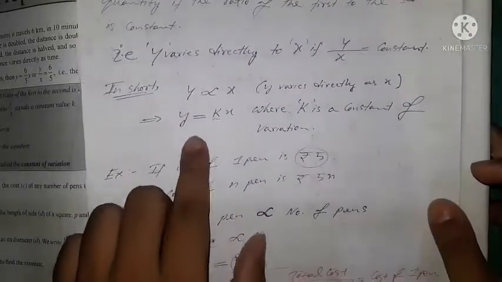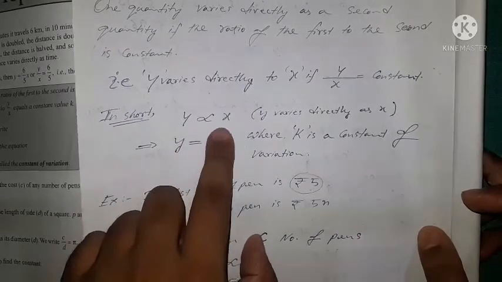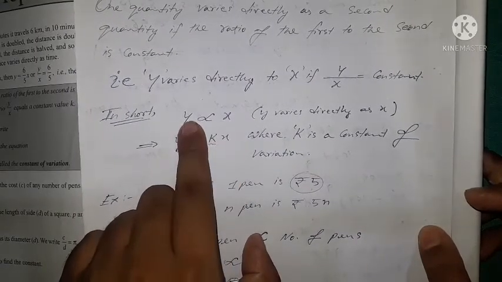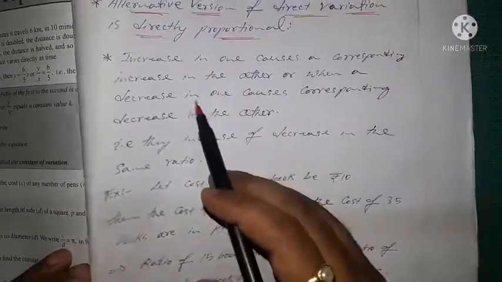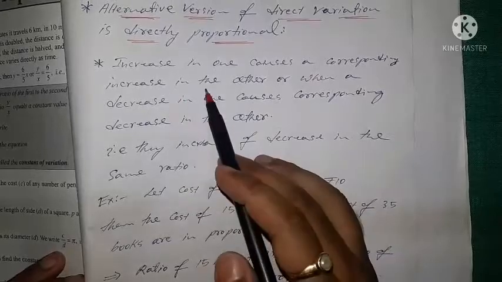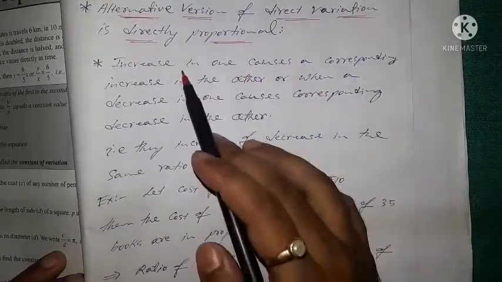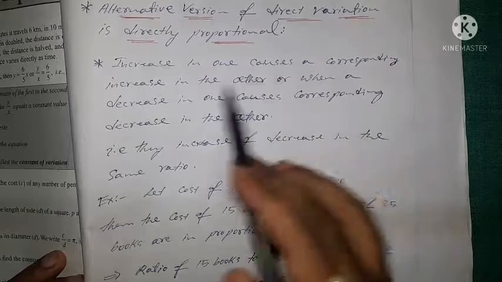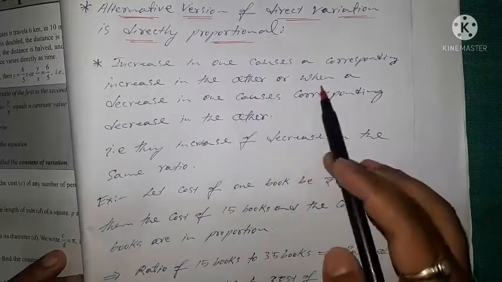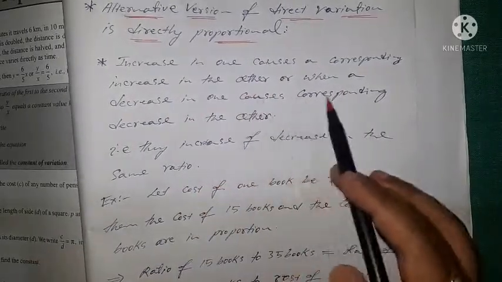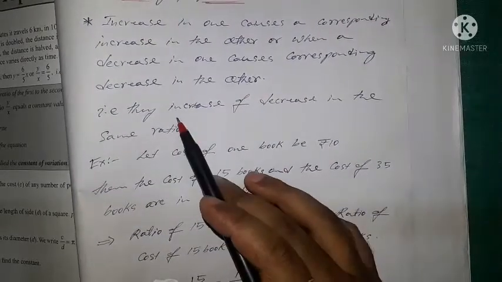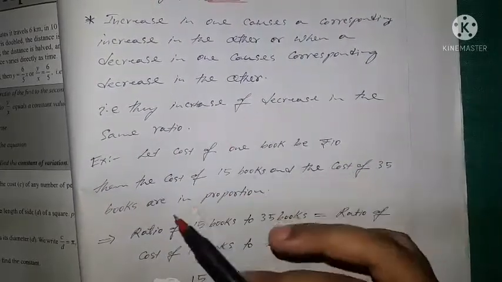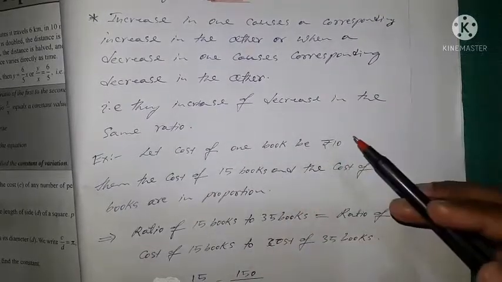Here we have already discussed that y varies directly as x. So if y increases, x also increases. If y decreases, x will also decrease. The same thing is mentioned here: an increase in one causes a corresponding increase in the other, or a decrease in one causes a corresponding decrease in the other. That is, they increase or decrease in the same ratio.